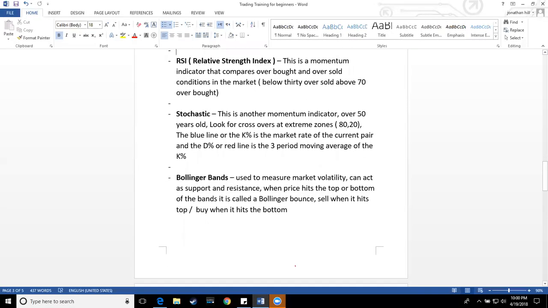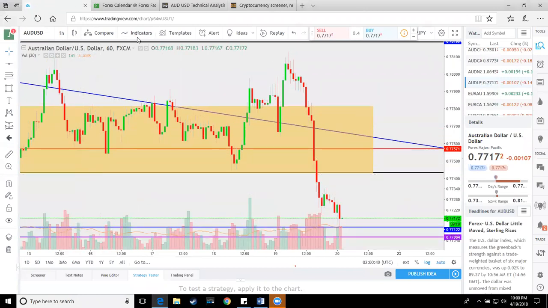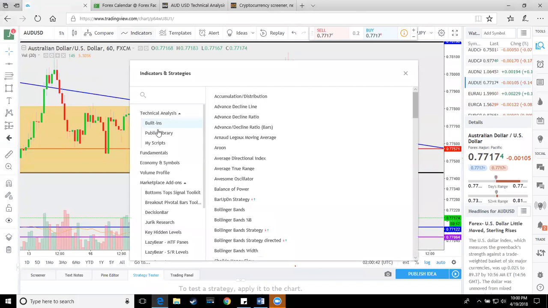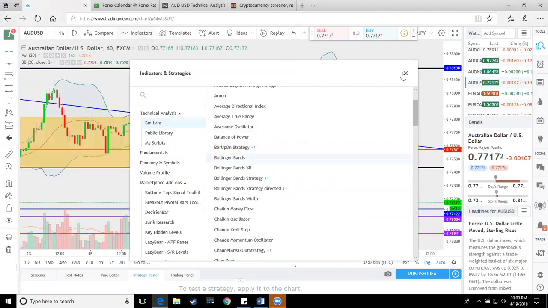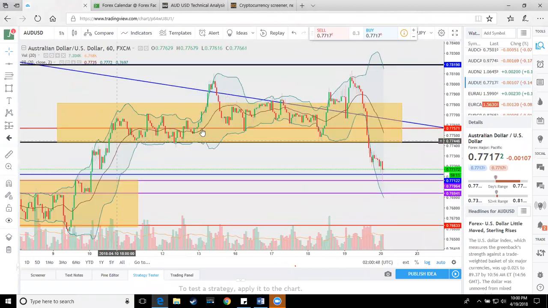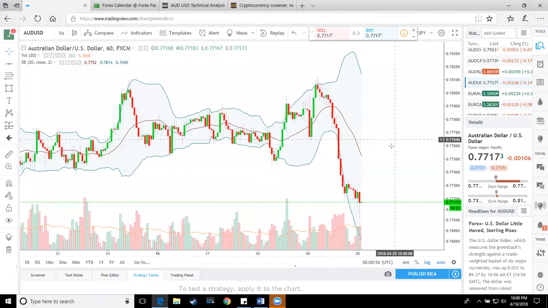So then we have Bollinger Bands. Pull those up on here. I'll get rid of these to make it a little bit easier to look at. Actually, what I'm going to do really quick, just to show you Bollinger Bands, I'm going to clear everything so it's a little less noisy.